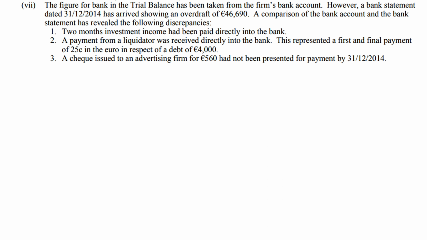Number 1, 2 months investment income had been received directly into the bank. Number 2, a payment from a liquidator was received directly into the bank. This represented a first and final payment of 25 cents in the euro in respect of a debt of €4,000. And then number 3, a cheque issued to an advertising firm for €560 had not been presented for payment by the 31st of the 12th, 2014.